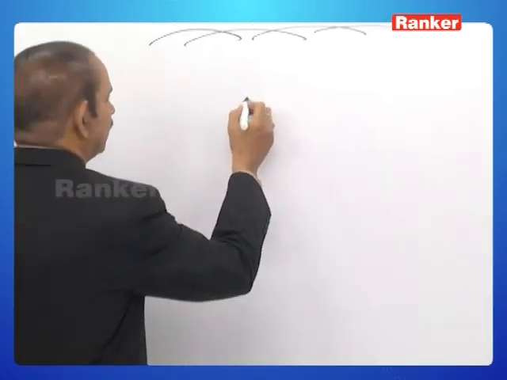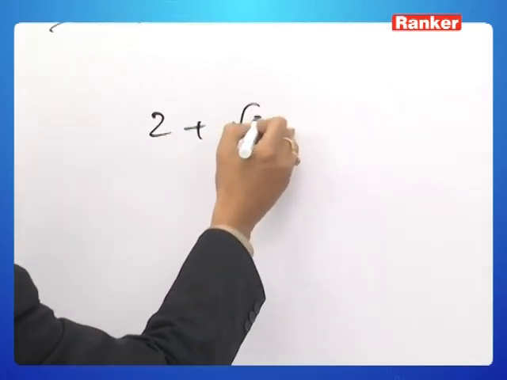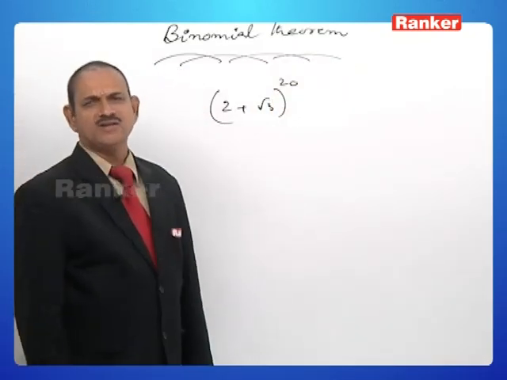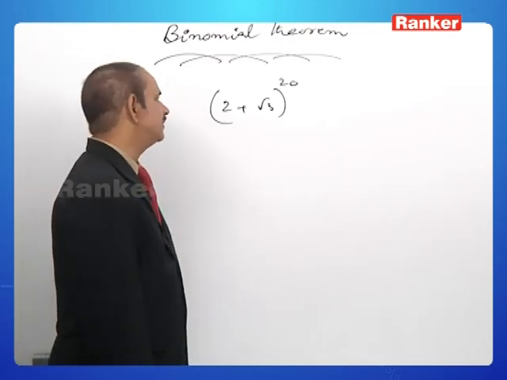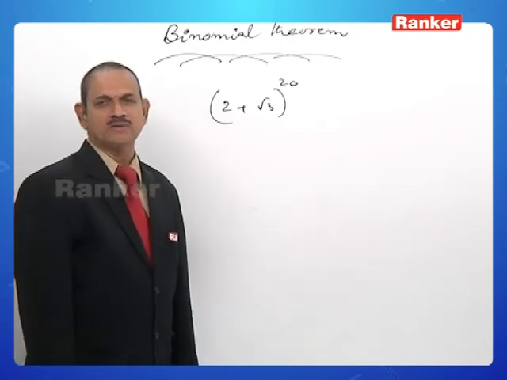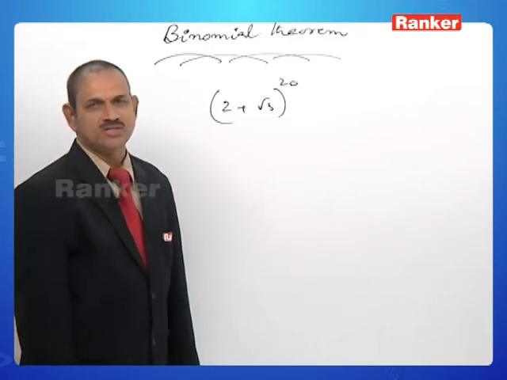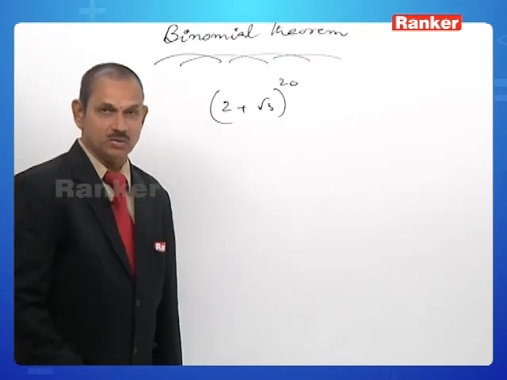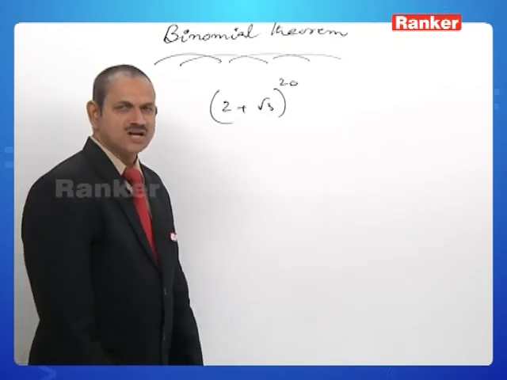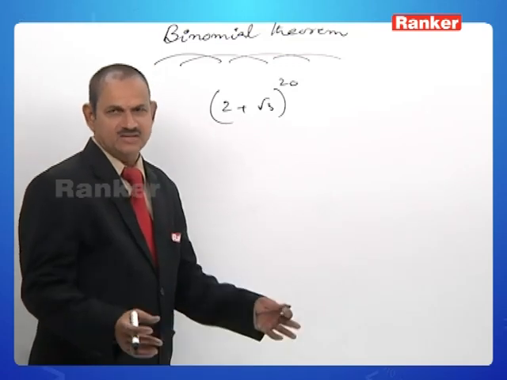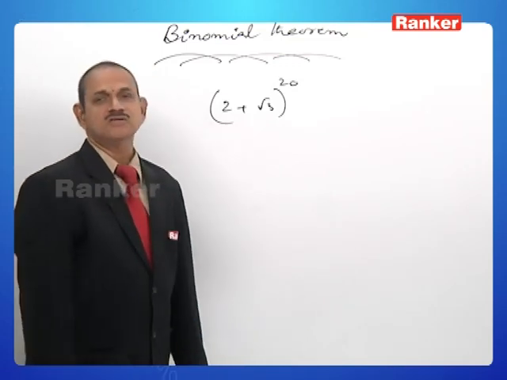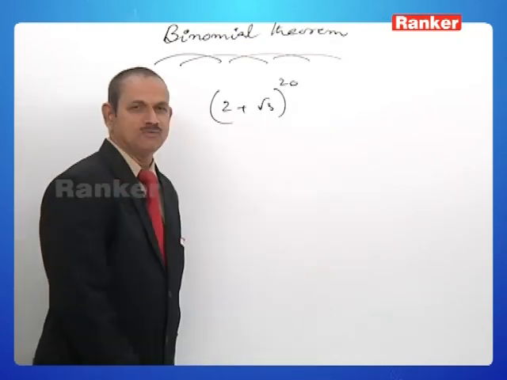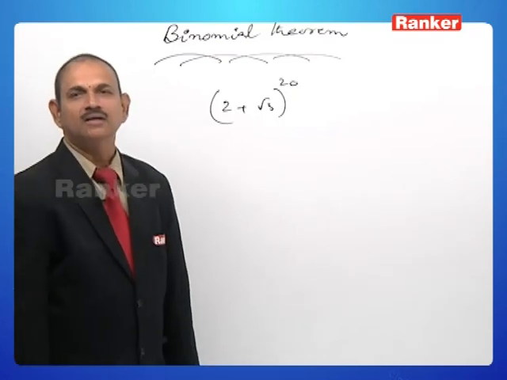Look here, (2 plus root 3) whole to the power of 20. What is the numerically greatest term? How many terms will be there? 21 terms will be there. The very first term is 2 power 20 and the next term is 20C1 into 2 power 19 into root 3, that is 2 power 19 into 1.732, isn't it? Like that, the terms will be increasing and decreasing. Out of all those 21 terms, what is the largest numerically that we have to get in this process?